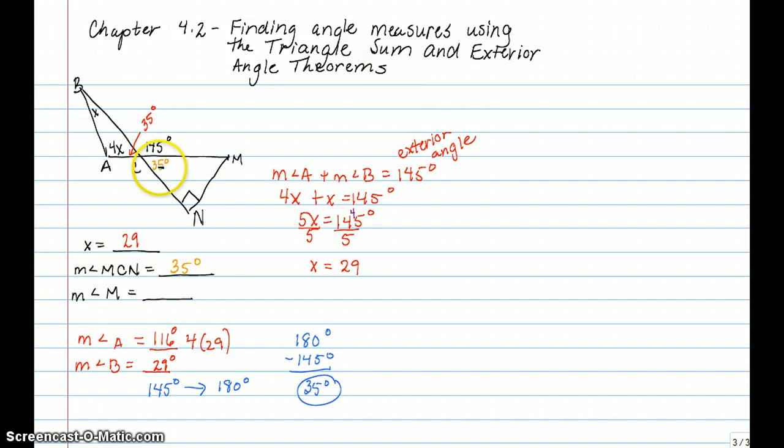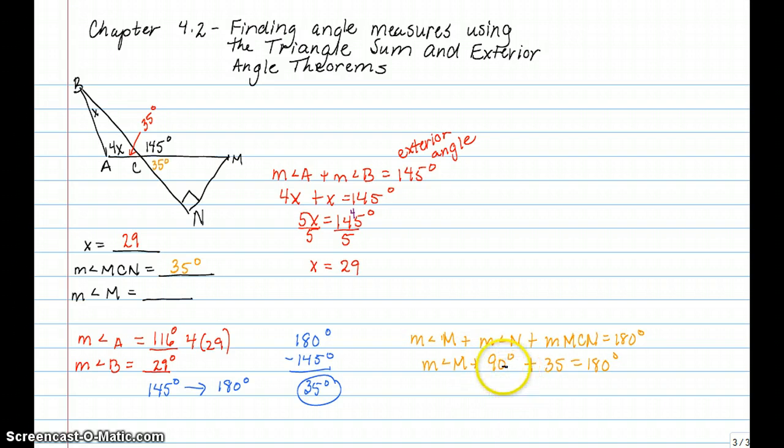So you have 90 plus 35 plus whatever this is. So we'll go to the measure of angle M plus the measure of angle N plus the measure of angle MCN equals 180 degrees. Well, we don't know the measure of angle M, but we do know the measure of angle N. That's 90 degrees. And we do know the measure of angle MCN now from the vertical angles theorem, which is 35, which equals 180 degrees. So you still need the measure of angle M.